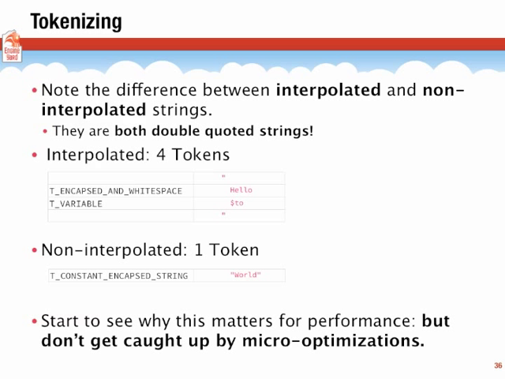However, don't get caught up in these micro-optimizations, like single versus double quotes or post versus pre-incrementing. Zend OPcache will also automatically optimize most of these kinds of things anyway.